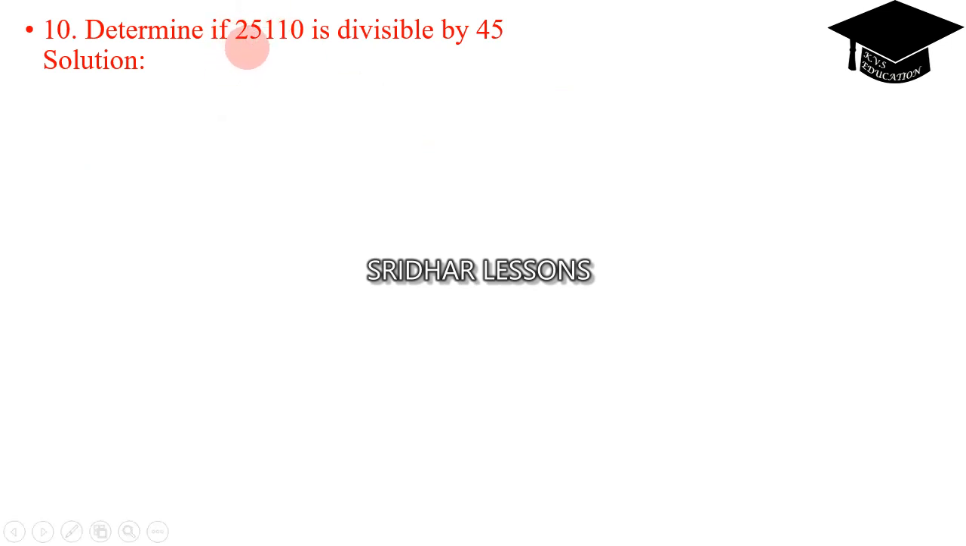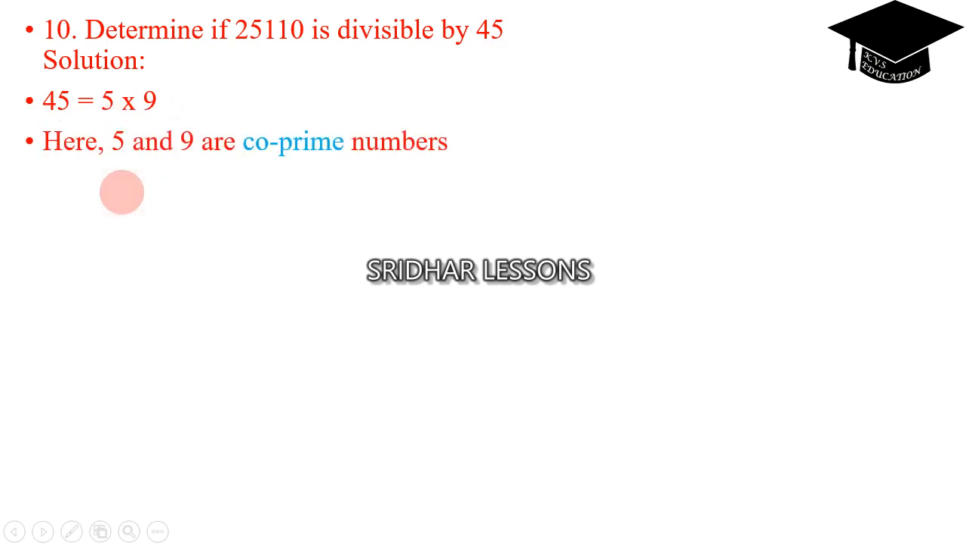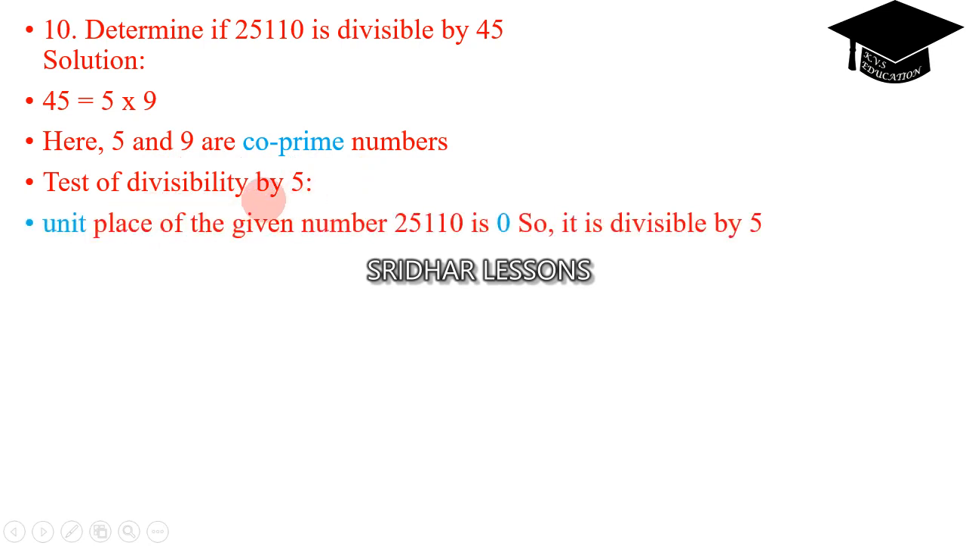Determine if 25,110 is divisible by 45. Now we will see, the factors of 45 are 5 into 9. So 5 and 9 are co-prime numbers. Okay. Test of divisibility by 5. We will see the rule: the units place of the given number should be 0. If you observe this number 25,110, the last digit is 0. So it is divisible by 5 according to the test of divisibility of 5.